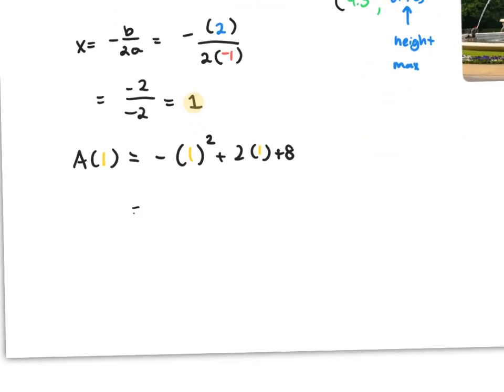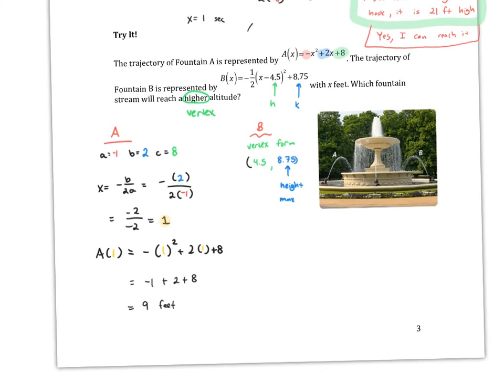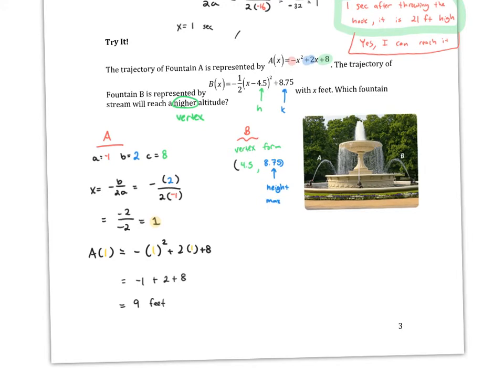You're welcome to use your calculator for this. Notice that 1 squared is 1, and then we take the opposite, so that's negative 1 there. 2 times 1 is 2, plus the 8. So in the end here, we end up getting a positive 9. All right, so now we found the maximum height for both of these. Which fountain stream will reach the highest altitude?